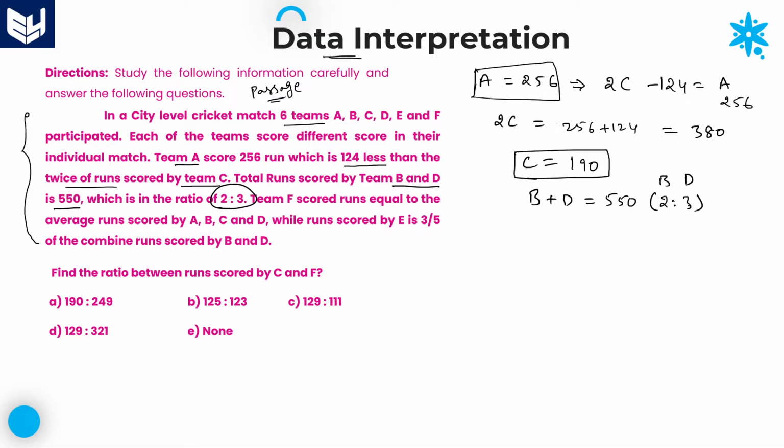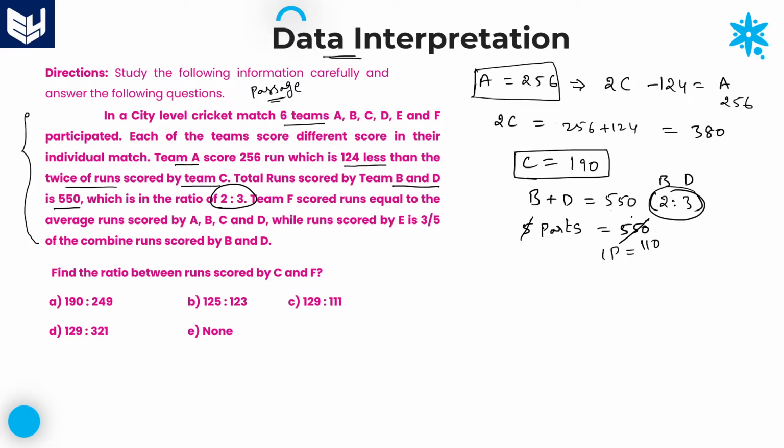In terms of ratio, B and D have all together 2 plus 3, total 5 parts. Now, according to the given information, 5 parts is equal to the total sum of B and D scores together, 550, right? So 5 parts is equal to 550, then each part is equal to 110.